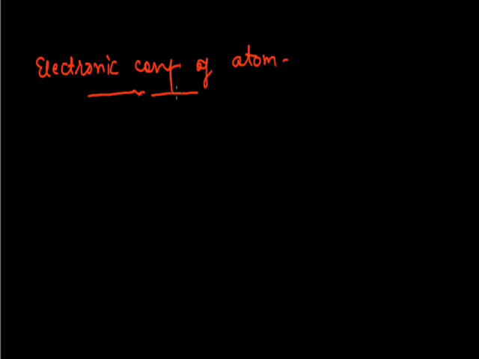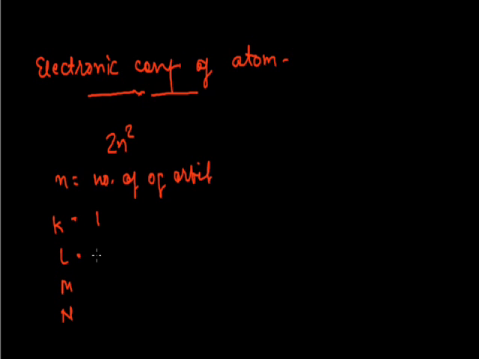Each of the orbits can accommodate a fixed number of electrons, and the maximum number of electrons in an orbit is equal to 2n square, where n is the number of the orbit. You know there are 4 orbits named K, L, M and N. K is given number 1, L is number 2, M is number 3 and N is number 4.